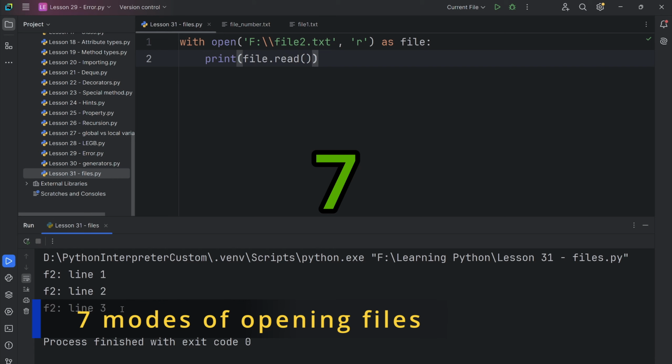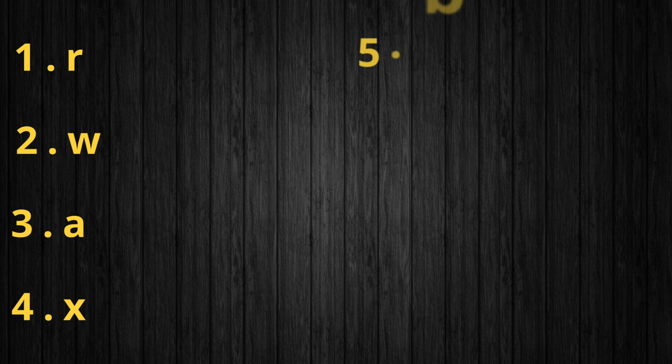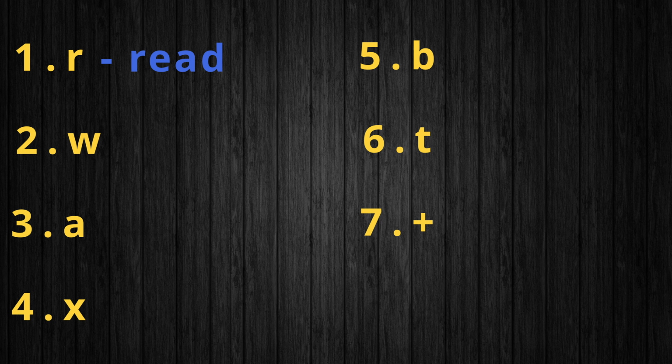There are modes in which you can open your file. R mode, which is short for read-only mode. It is the default mode. If you don't pass the mode, the R mode will be passed automatically. W mode is write, that creates or overwrites a file. I will show you that in a moment.